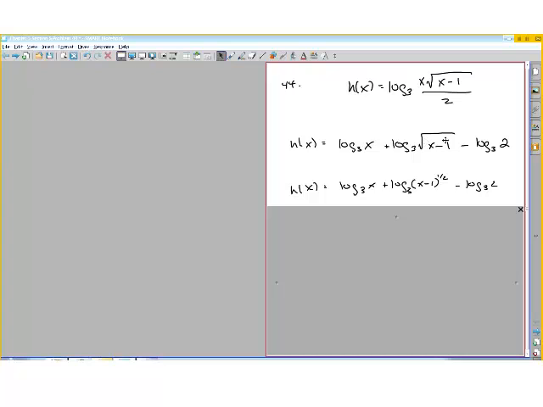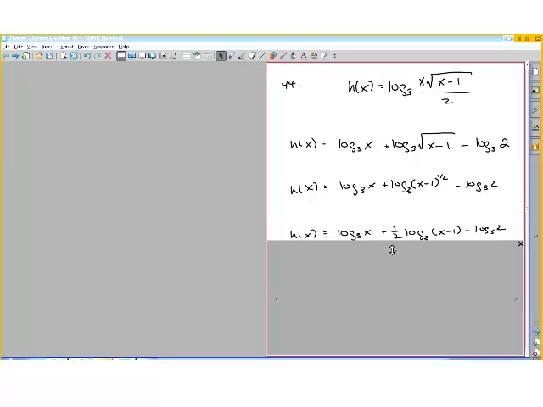Then we rewrite this as a fractional exponent. So it's x minus 1 to the 1/2 power. That allows us to bring this exponent out using the third property of logarithms. So we get 1/2 log to the base 3 of x minus 1. We haven't actually taken the derivative yet. We've broken it down to 3 terms. Here we'd have to use the product rule. But here we don't have to use the product rule.